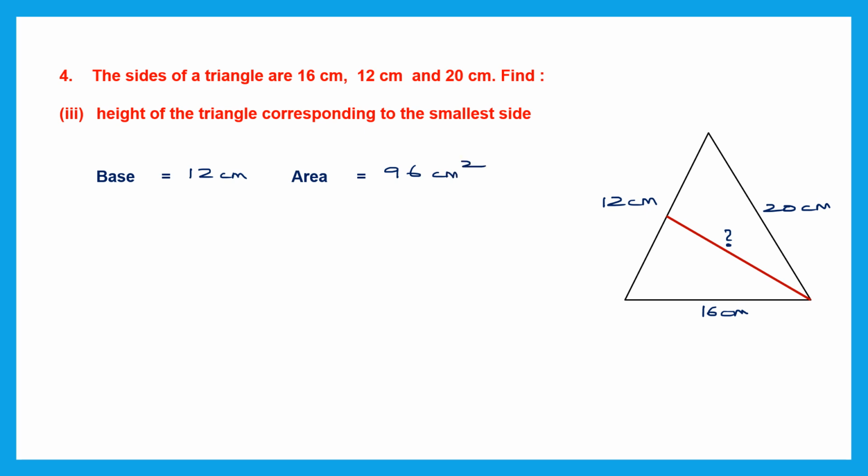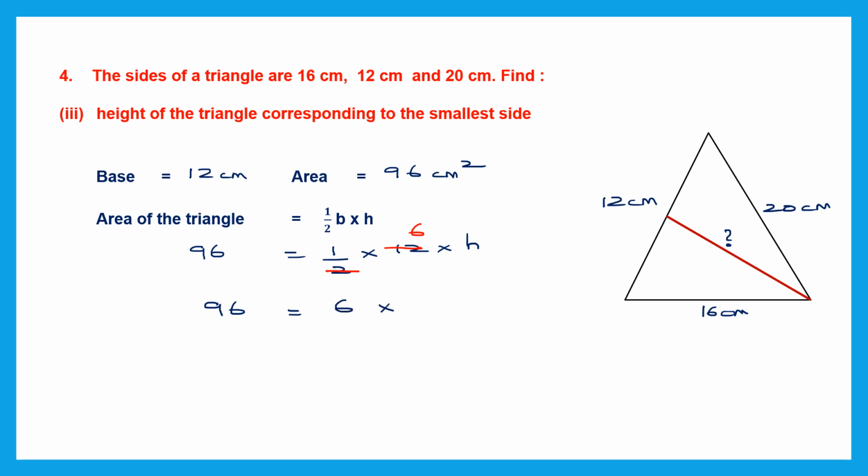Now to find the height with the help of the formula for area we can find the height. So area is half into base into height. Area is 96 centimeters square. Half base is this time 12 centimeters and height is what we are going to find out. Now let's cancel. 2 6s are 12. So 96 is equal to 1 into 6 is 6 into height. So the height will now be equal to 96 divided by 6.